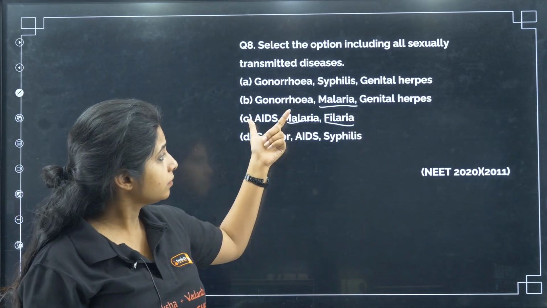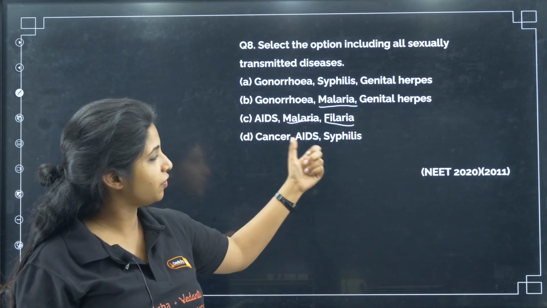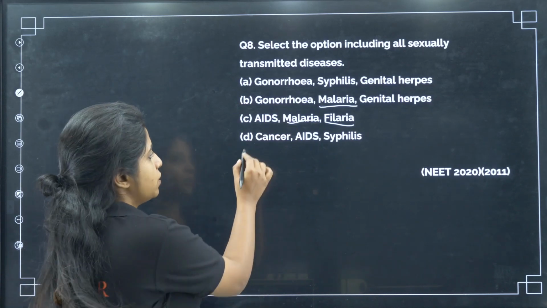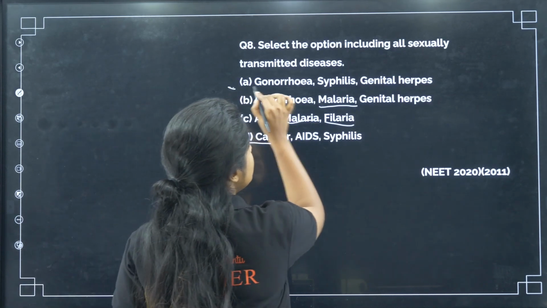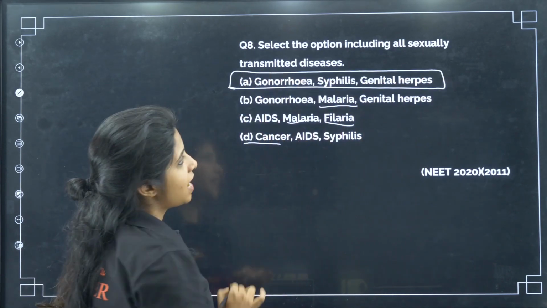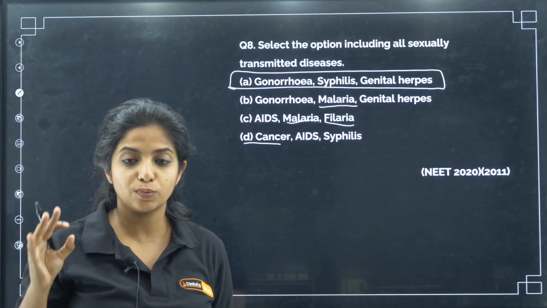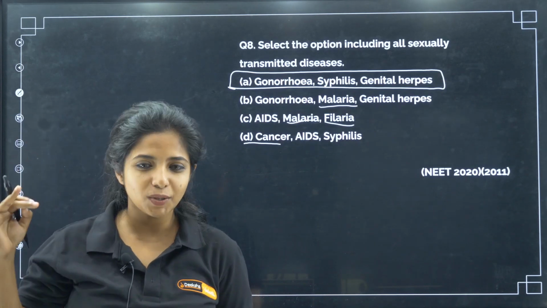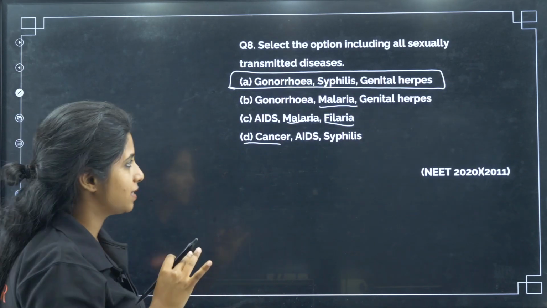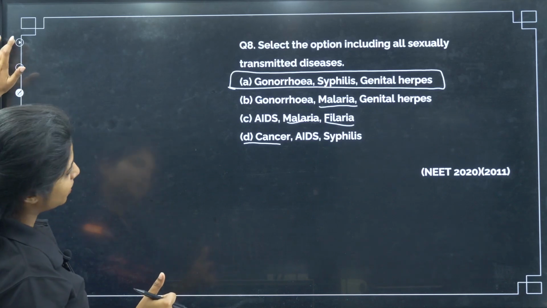Again, wrong. Cancer. Okay, cancer, AIDS and syphilis. Cancer is not a sexually transmitted disease, please understand that. So you have only one option, and that is this. That includes all sexually transmitted diseases. One is gonorrhea, one is syphilis, and the other one is genital herpes. Works? I hope it does.